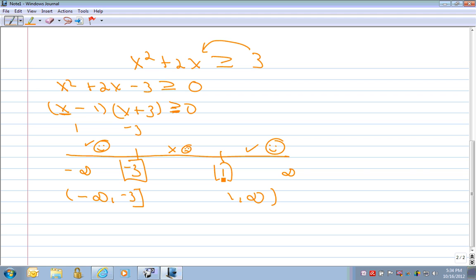The same thing happens with 1. 1 minus 1 is 0, so that would be greater than or equal to 0. So again, we would get a hard bracket. You can either use the U for union, which is really important when you go to college, especially in a college algebra class, or you can use the word "or" in here. But that union symbol is a really important one.